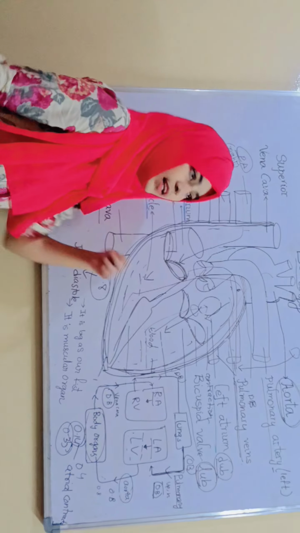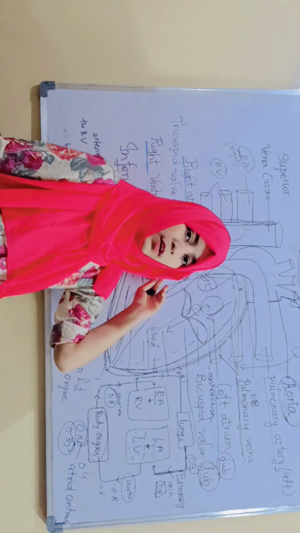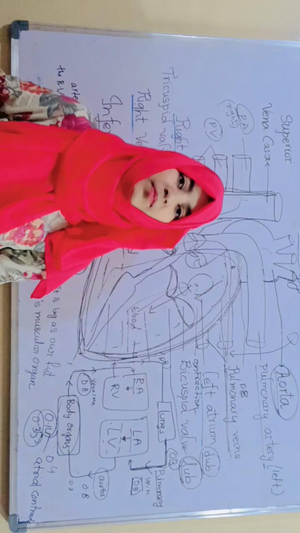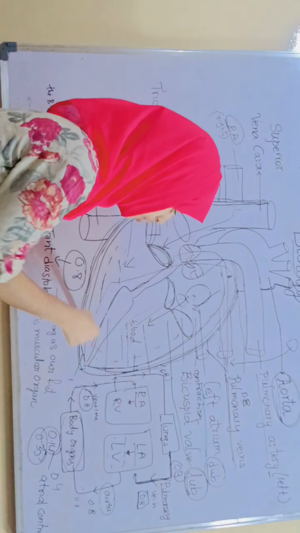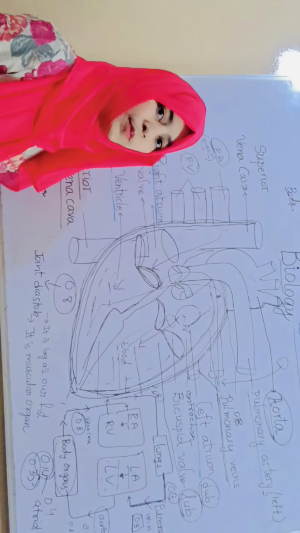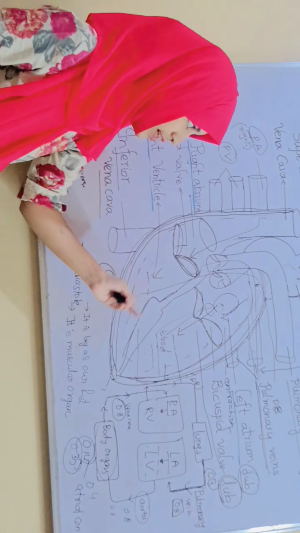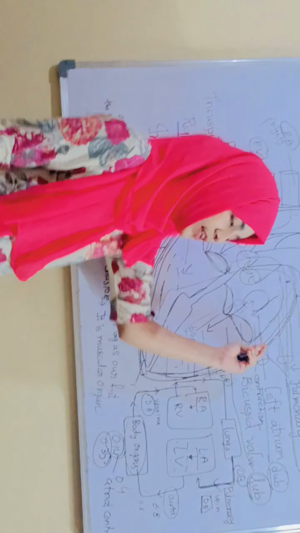The cyclical events that occur in the heart are called cardiac cycle. The sequential events in the heart which are cyclically repeated are called cardiac cycle. Hope you guys understand about the cardiac cycle. So this is the process how the blood goes into the heart.